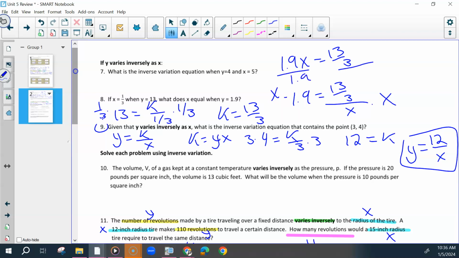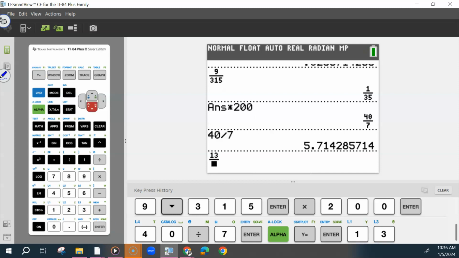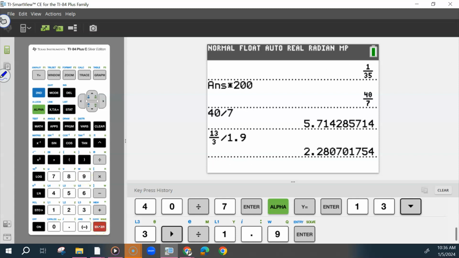So I'm going to write the first one as my alpha y equals 13 over 3. And then I'm going to come out of it and just divide by 1.9. That way you don't have to worry too much about the format. It's going to give you a decimal, and that's fine. So then the x value you can say is 2.28.